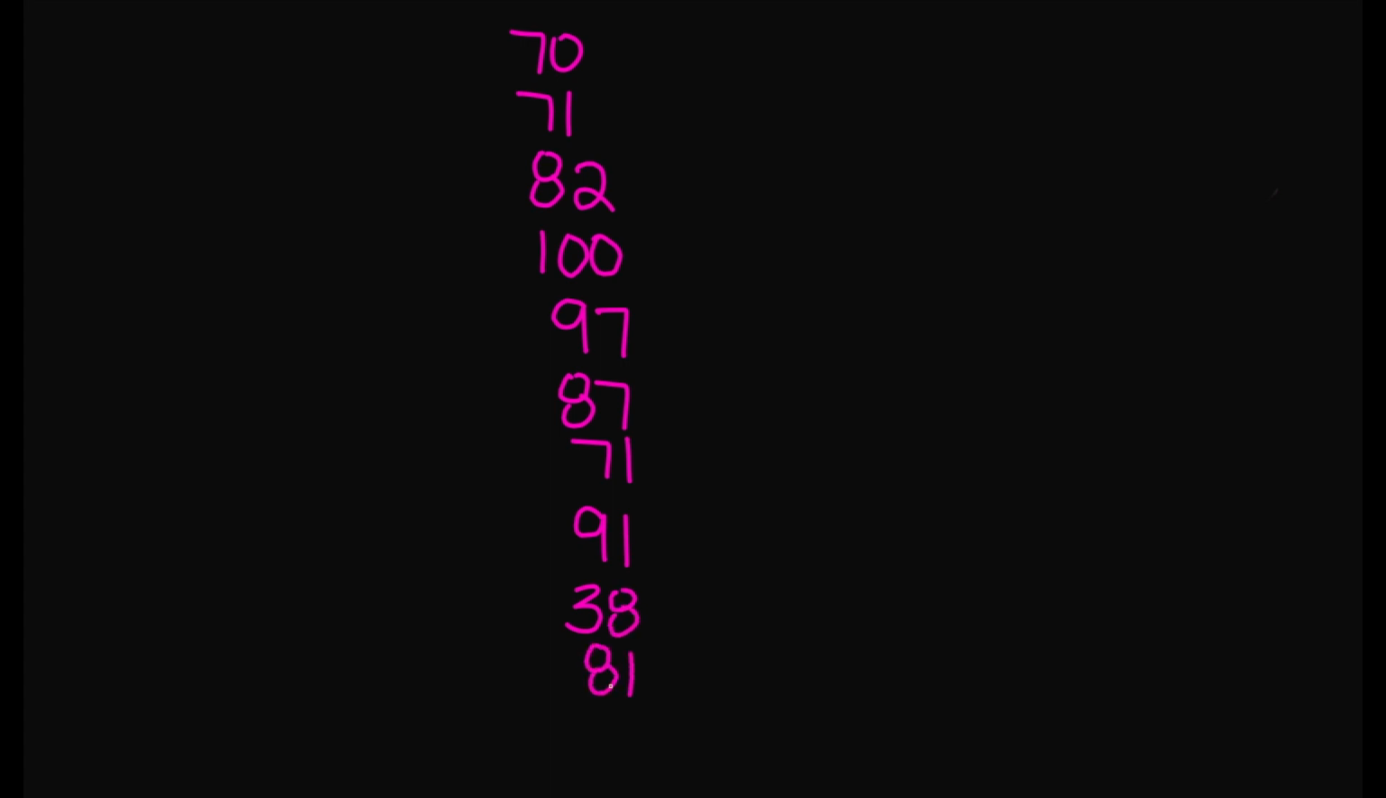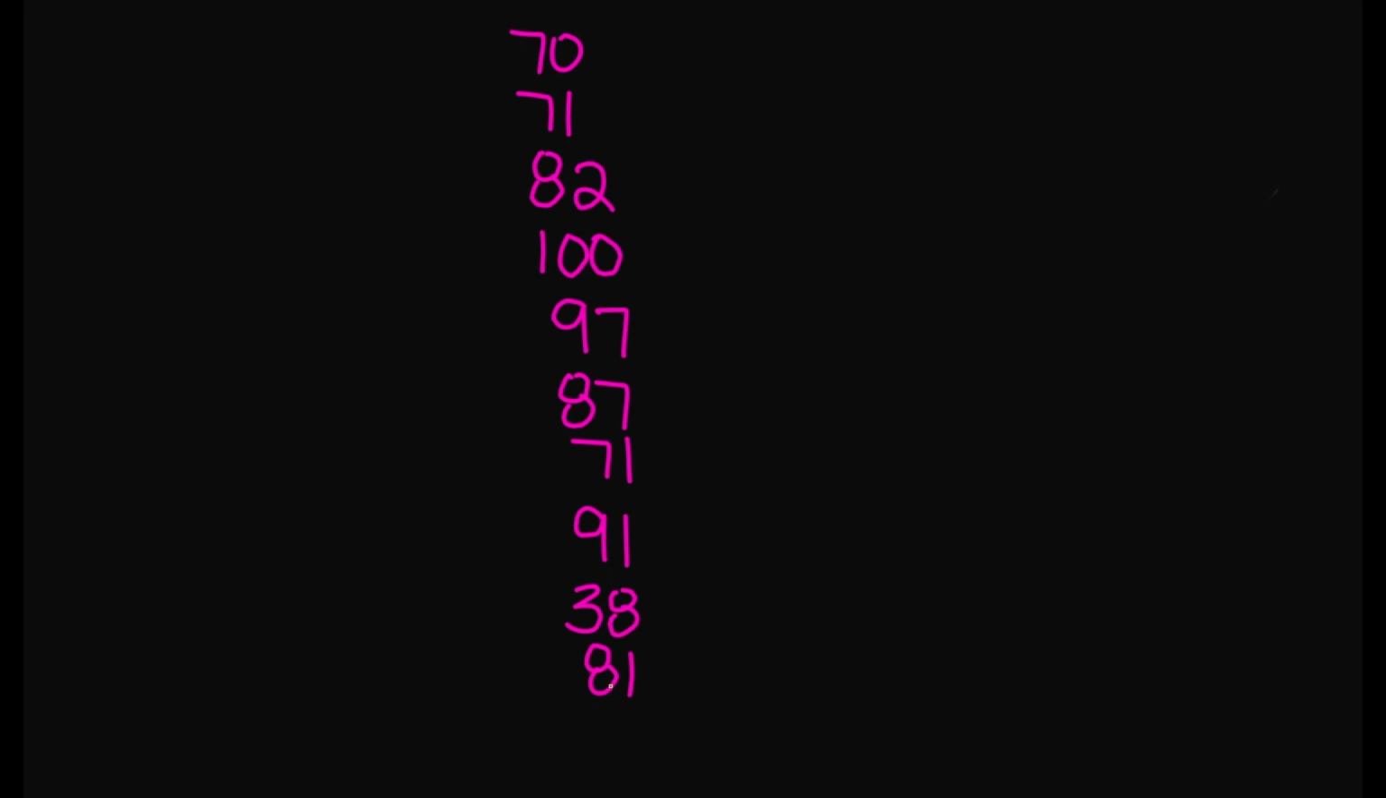Let's say you took a test and let's say one student received a 70, another student received a 71. Let's say someone else received 82, 100, 97, 87, 71, 91, 38, and 81. So let's say these are all exam scores here. So now let's say we need to find the average of all the scores from the students in the classroom.